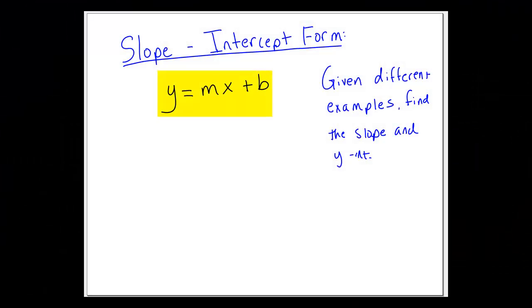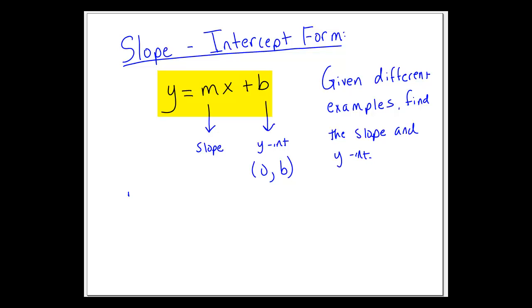Okay, today's slope-intercept form is y equals mx plus b, where m is the slope and b is the y-intercept. If given a point, it's (0, b) for some value of b. You can always find your slope and y-intercept if the equation is solved for y and is in the slope-intercept form. We'll be looking at different examples to find the slope and y-intercept.